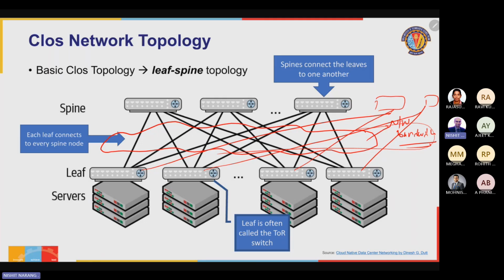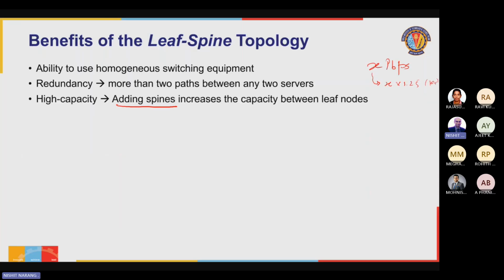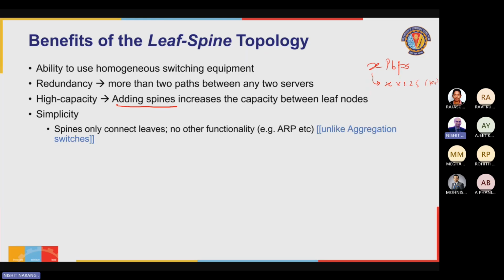This is what we call a scale-out architecture. We can horizontally scale without touching the existing equipment, without touching the existing communication network bandwidth. It scales horizontally. So I can add spines if I have to increase the capacity between leaf nodes.